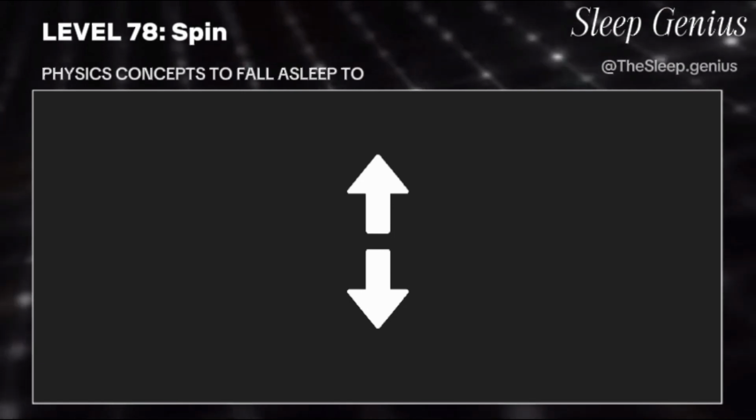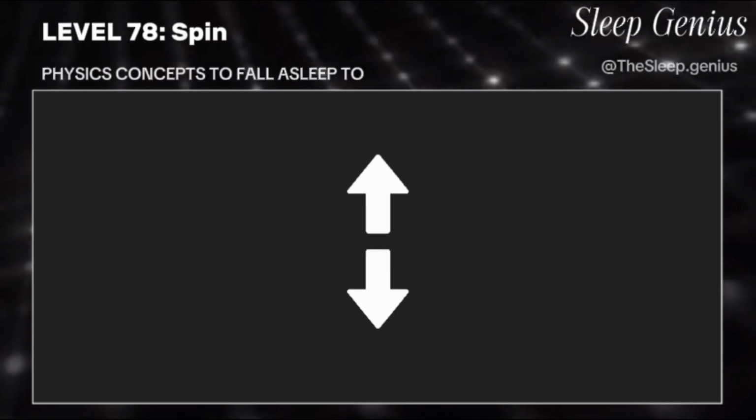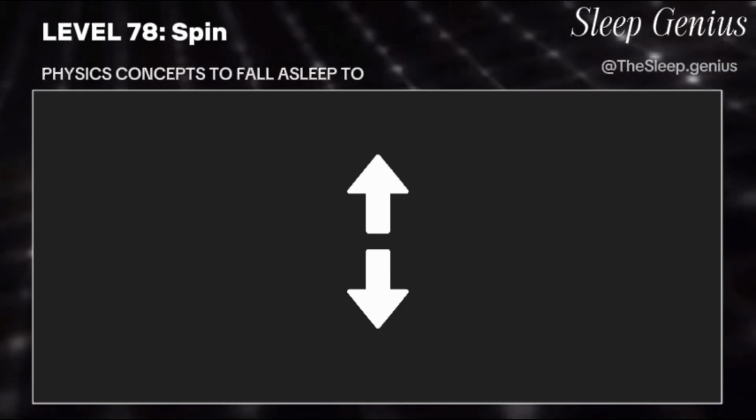Spin reveals the hidden order of the microscopic world. It teaches how tiny properties govern large-scale behavior. Recognizing spin allows deeper insight into nature and advances science and technology.